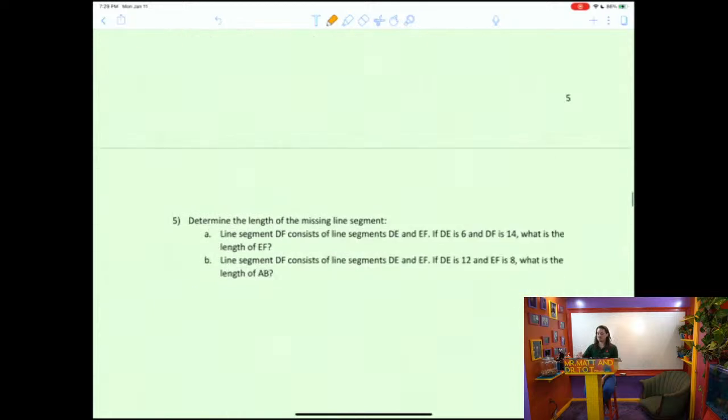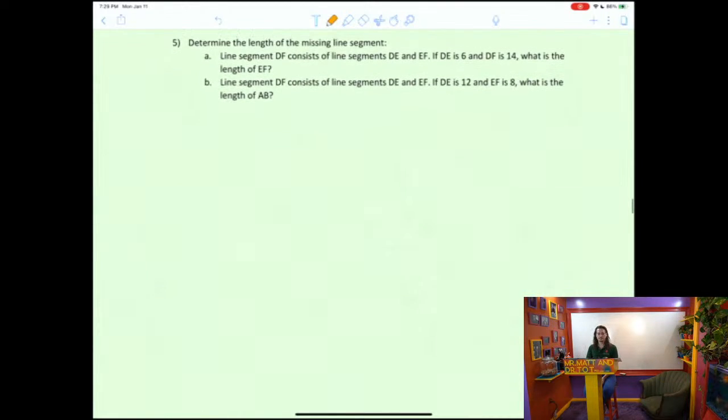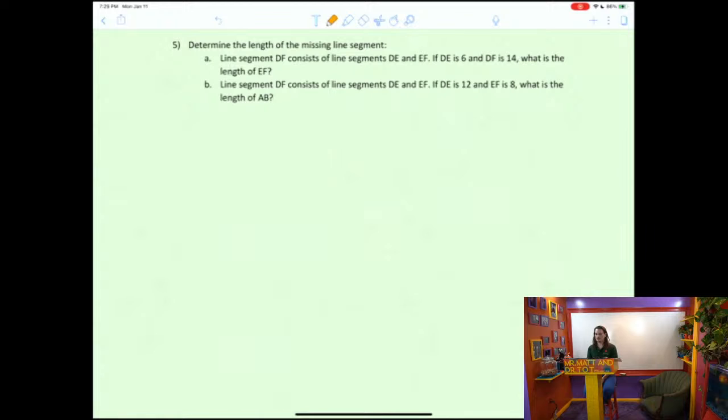If you have any questions, then please let me know. Otherwise, let's look at question number 5. So I'd like you to determine the length of the missing line segment.